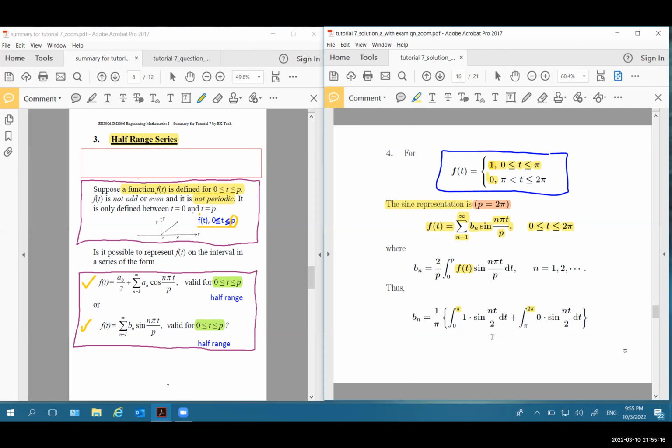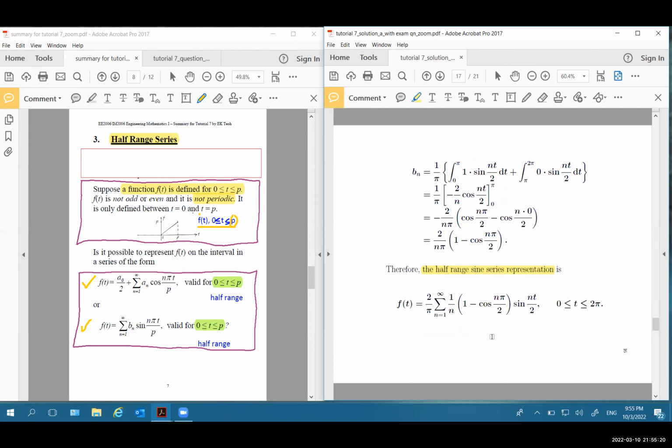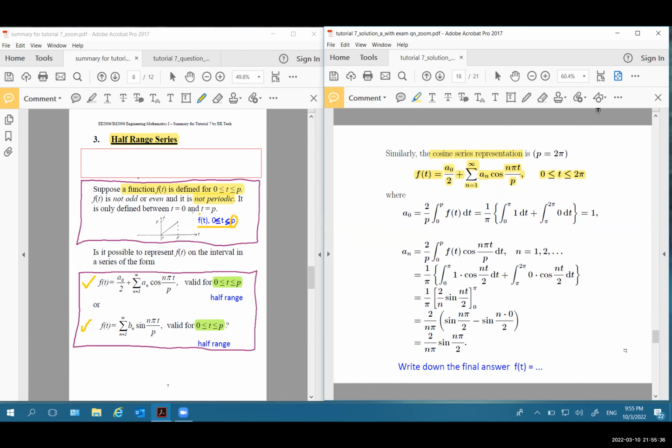Any problem here? Okay, so then you just go and calculate the Bn, and after calculating, put it inside. So this is your Bn. So this is your half range sine. Okay, right. Then the next thing is half range cosine.